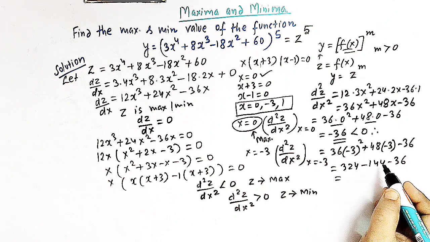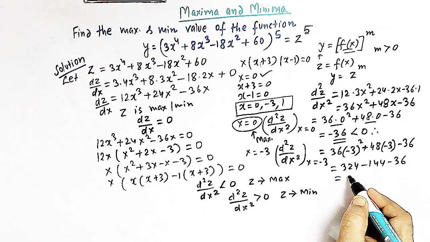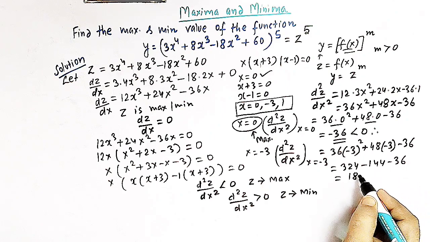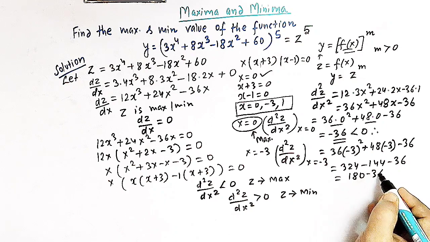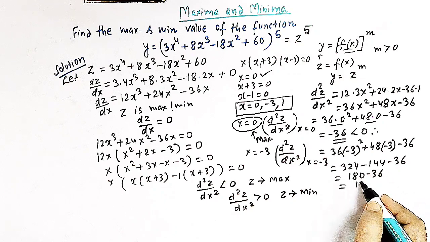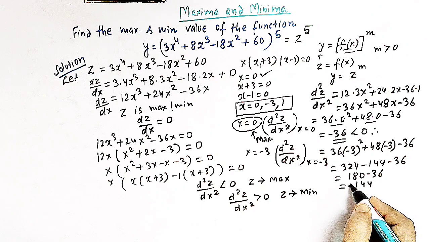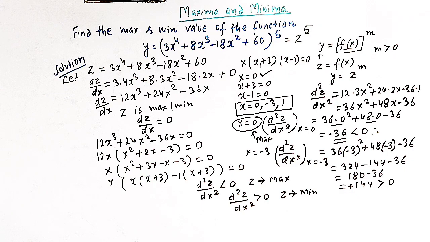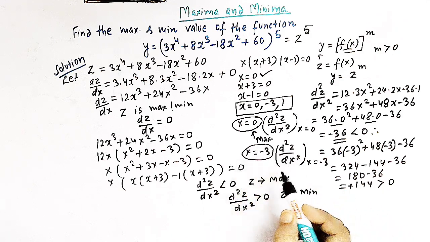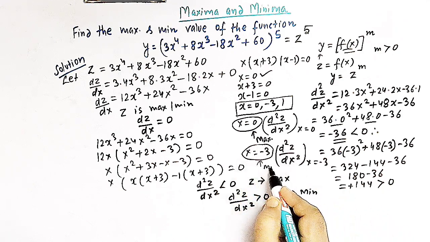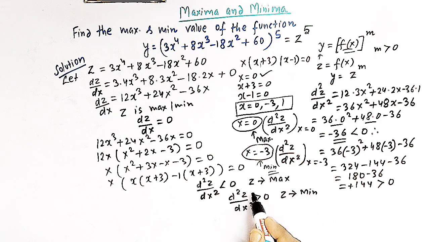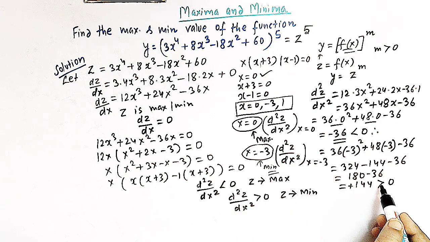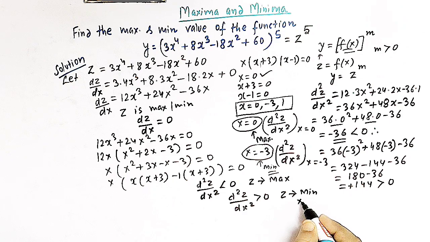324 minus 144 is 180, and here we have minus 36, so this is 144. So this is plus 144, that is greater than 0, right? So this point, that is x is equal to minus 3, is a point of minima, because here the second derivative is greater than 0. Now let us take x is equal to 1, right?